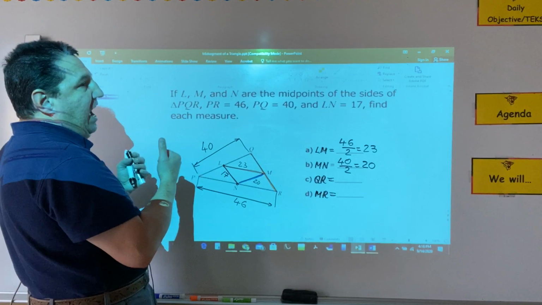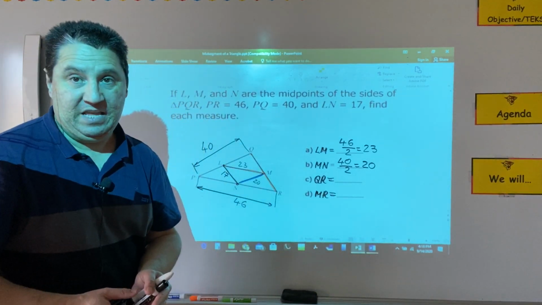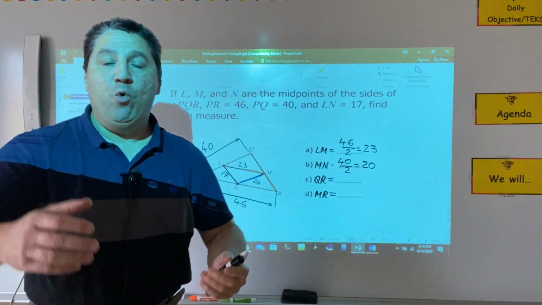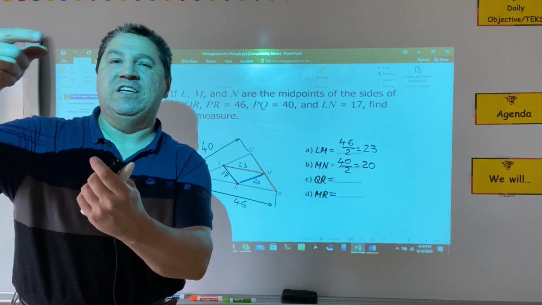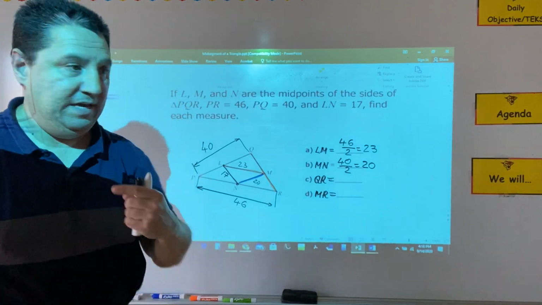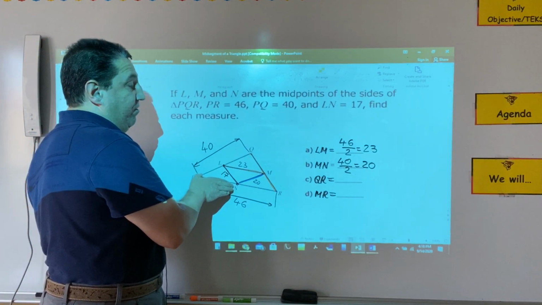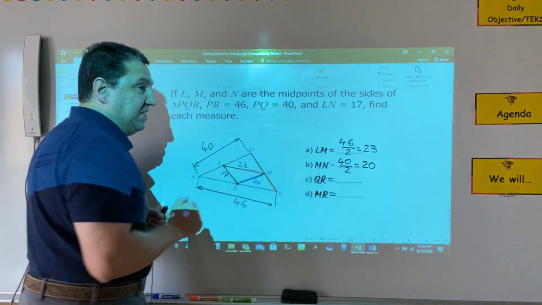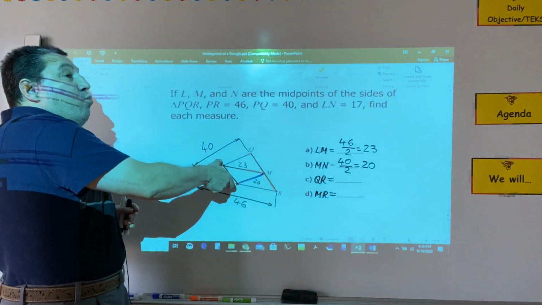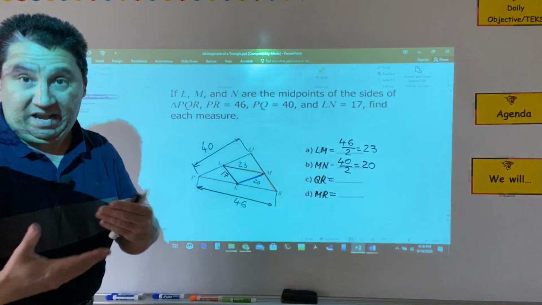But this time, we have to find the side of the triangle. Now, to find the length of QR, we have to use the other way. Yeah, we go backward. Now, the mid-segment is given, and we need the side. How do we find the length of the side? By multiplying the length of the mid-segment by 2.